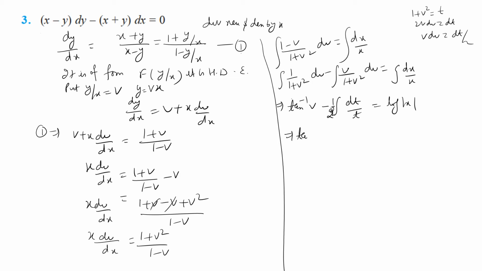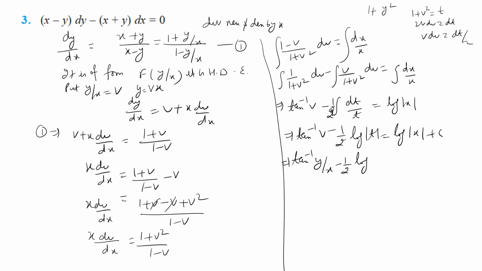So still integration is not complete. Minus half log mod t is equal to log x plus c. So let us replace the value of v. Minus half log of t, and t is 1 plus v square, right? So v square is your y square upon x square. So it will be (x square plus y square) upon x square, right, is equal to log of x plus c.